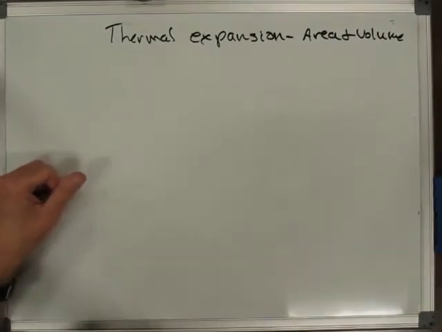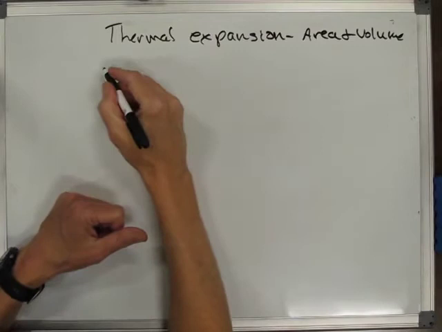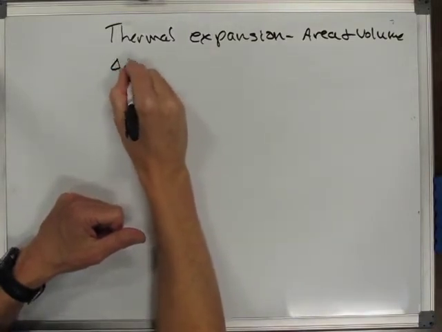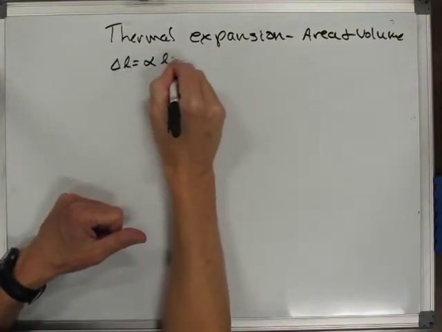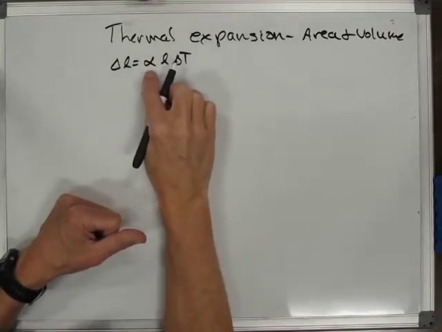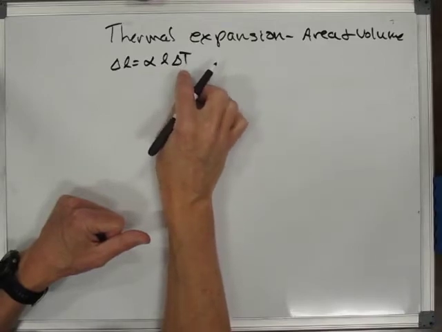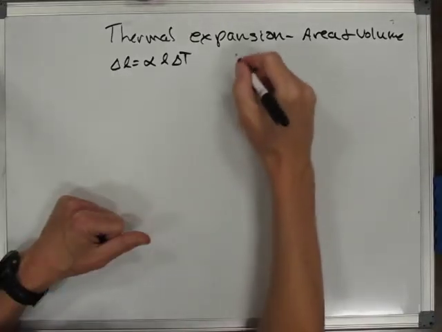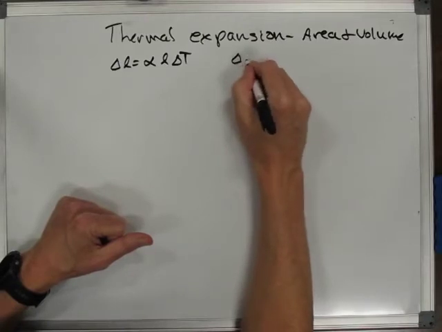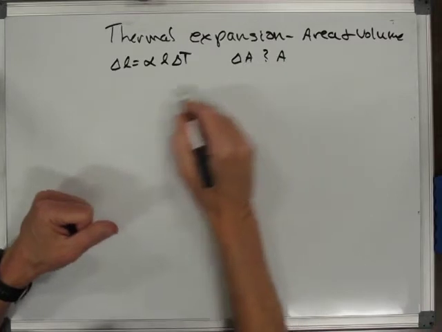So let's talk about thermal expansion, how it affects area and volume. We already did linear expansion. We said delta L is equal to alpha L delta T, where delta L is the change in length, alpha is the coefficient of linear expansion, L is the length of the object, and delta T is the change in temperature. Well, now we want to know, how is delta A related to A, the change in area related to the area?